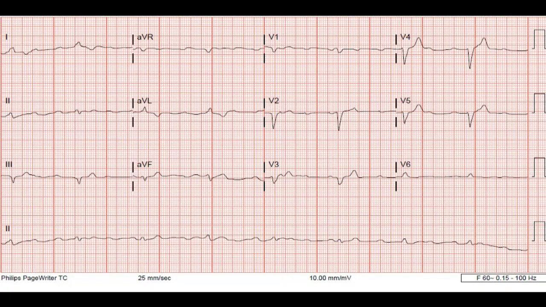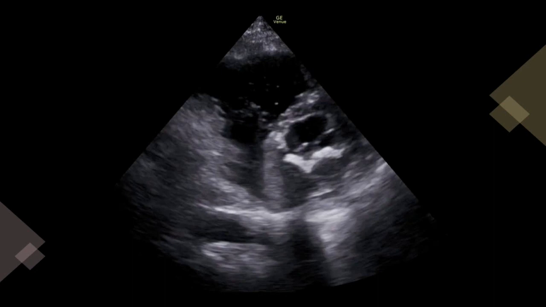Nonetheless, we're not going to stop here, and we want to get more information. So we throw an ultrasound probe, specifically the phased array probe, or what we call the cardiac probe as well, on her chest, and we obtain this view right here.